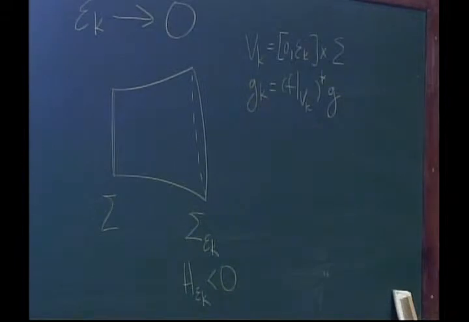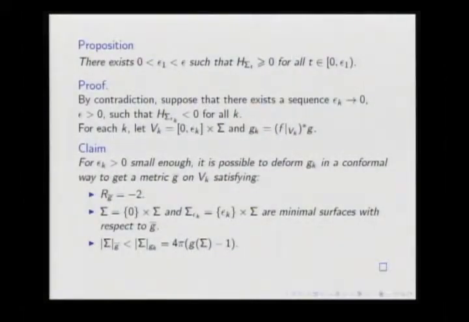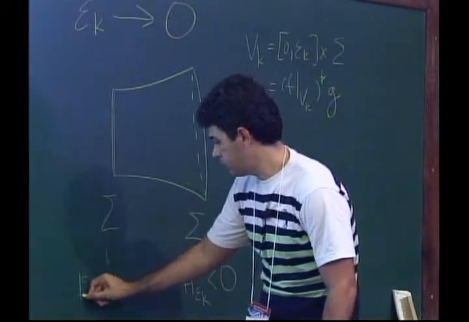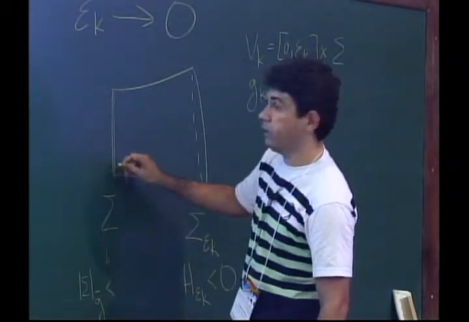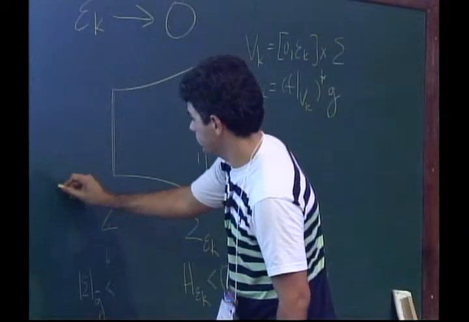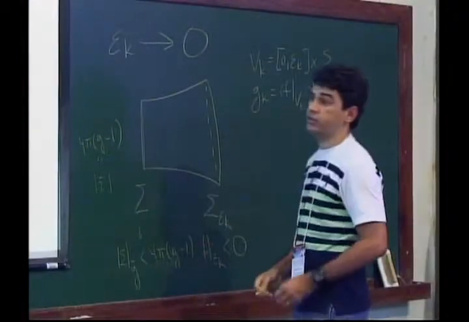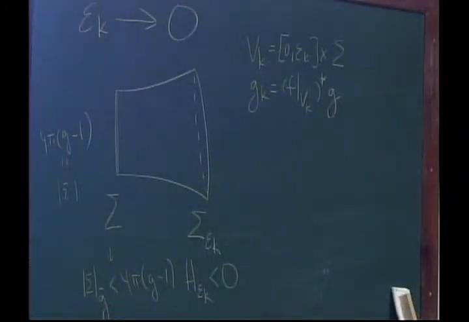So our strategy now is to prove that we can choose epsilon k small enough. For epsilon k small enough, it's possible to deform this metric Gk in a conformal way to get a new metric with constant scalar curvature equal to minus 2. Both boundary components are minimal with respect to this metric, and such that the area of this component strictly decreases, okay? Here, in the metric Gk, the area is equal to 4 pi (g minus 1). So here we get area strictly less than 4 pi (g minus 1). Okay.